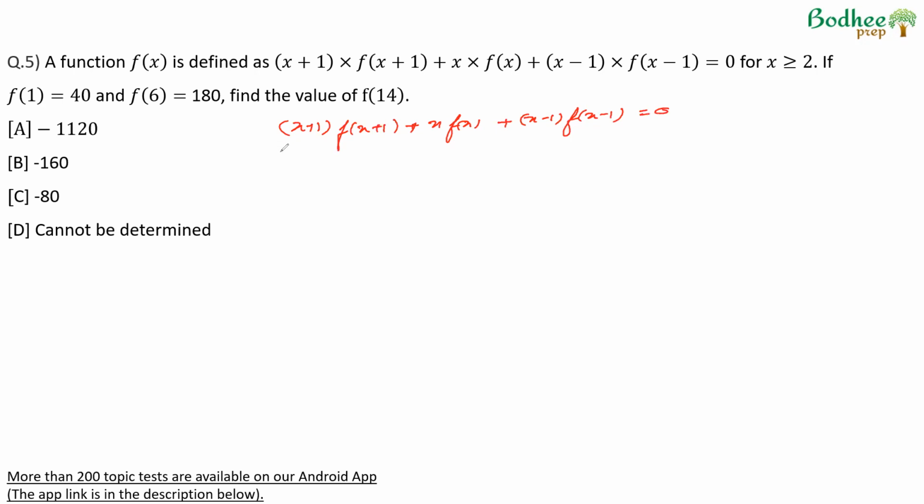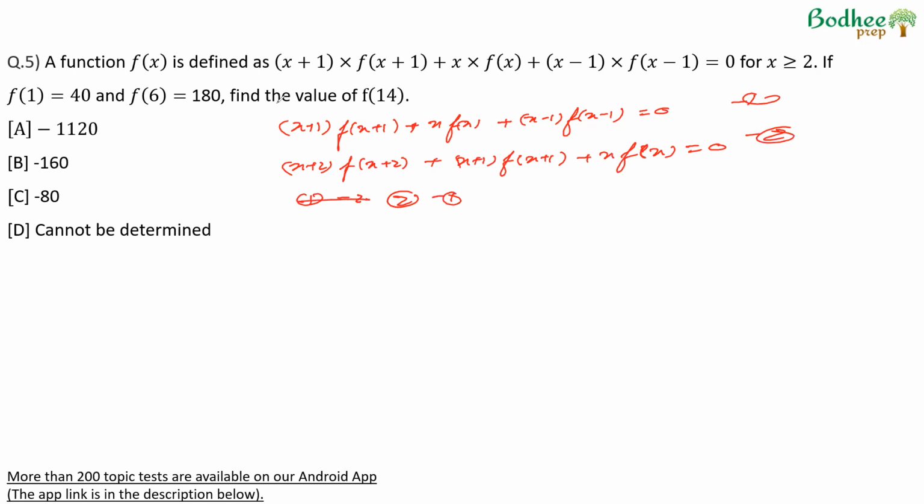If we replace x by x plus 1, we'll have (x plus 2) into f(x plus 2) plus (x plus 1) into f(x plus 1) plus x into f(x), replacing x by x plus 1, equal to 0. This is equation 1, this is equation 2. Subtracting 1 from 2, we'll get (x plus 2) into f(x plus 2). This term and this term cancel, this term and this term cancel, minus (x minus 1) into f(x minus 1) is equal to 0.